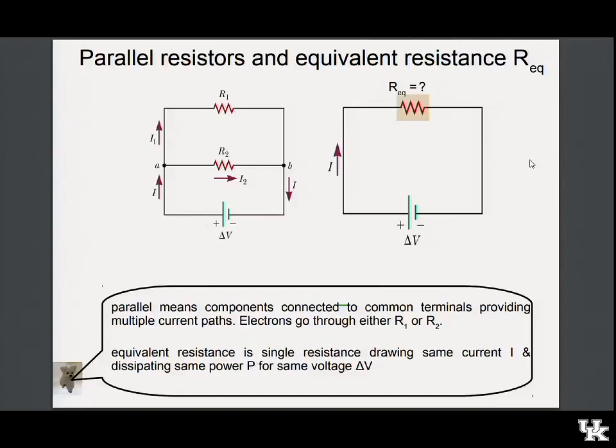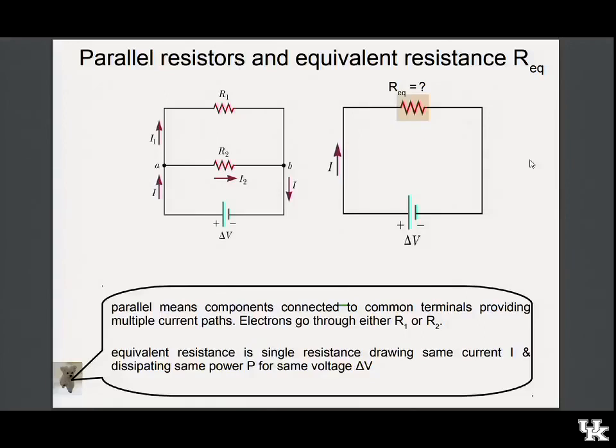So in parallel, it means, again, think about being an electron. And your job is to go around this circuit from one terminal of the battery to the other terminal of the battery. In this circuit, you're either going to go through resistor R1 from one terminal to the other terminal of the battery, or you're going to go through resistor R2 as you travel from one terminal to the other terminal. So that's what we mean by a parallel circuit.